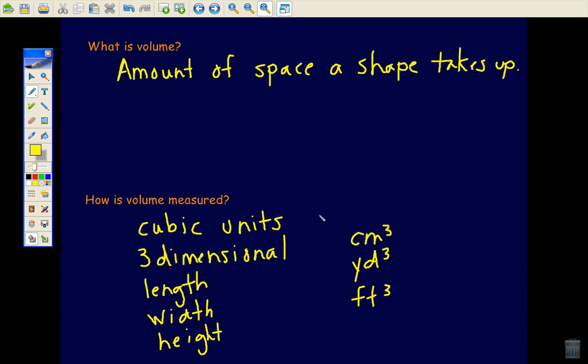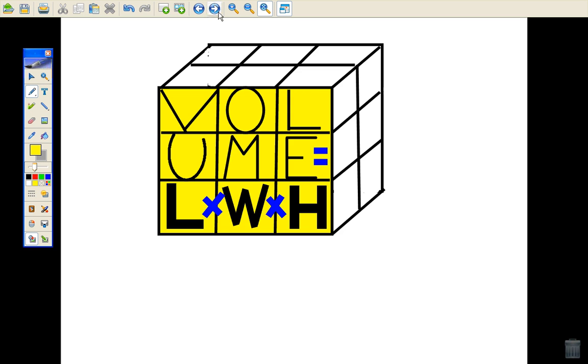How many cubes will make up an object? How much space a shape takes up in the little cubes? And so you might have cubic centimeters, cubic yards, cubic feet. You might have cubic meters. All of these are going to be the units that you normally see when you're just measuring length, width, and height, but now we're going to cube it.